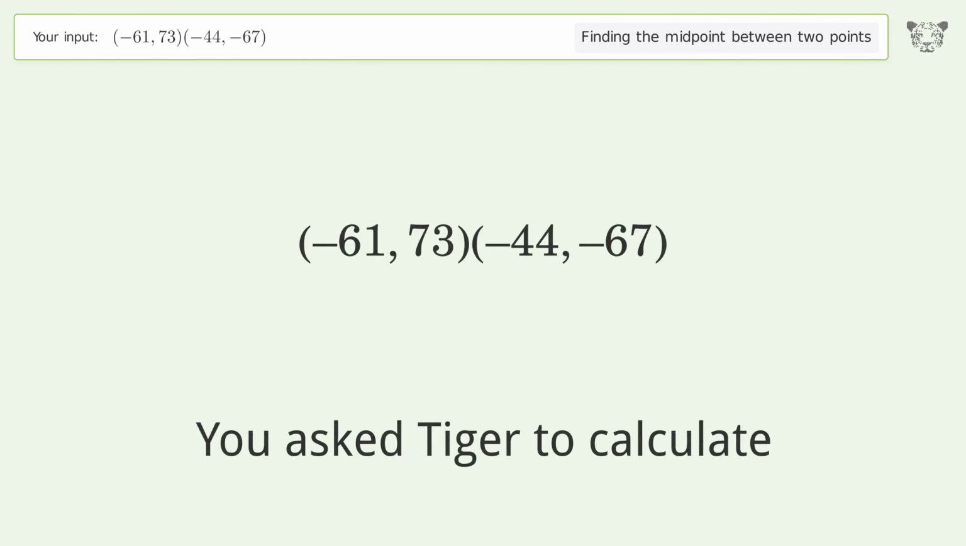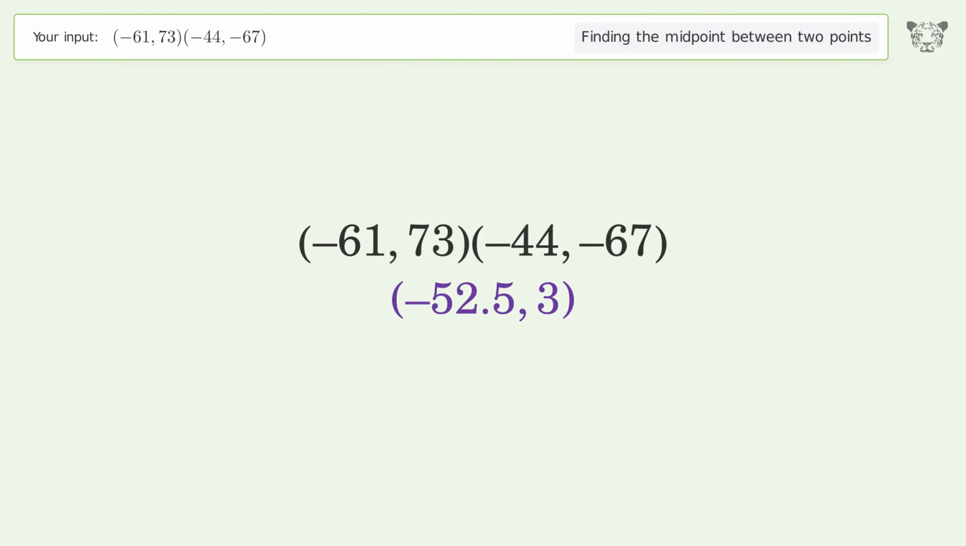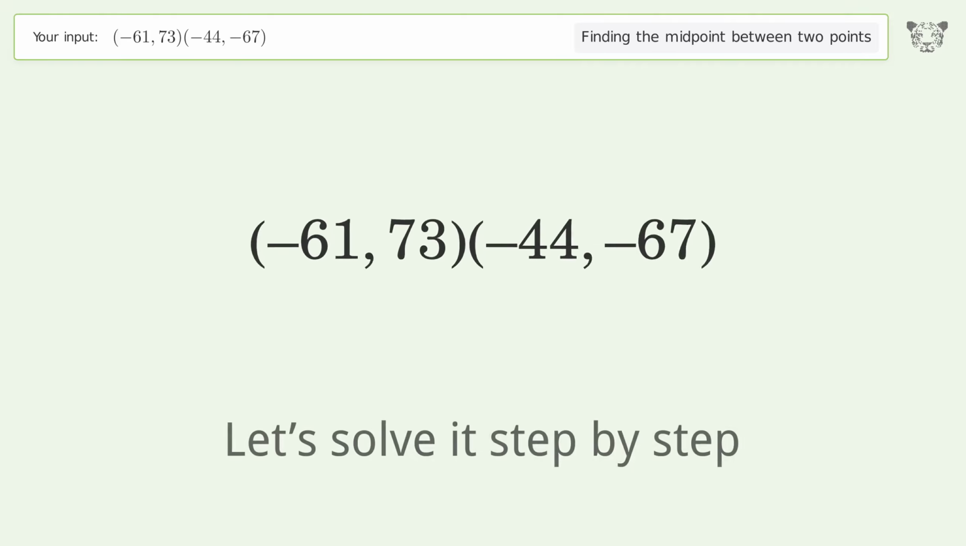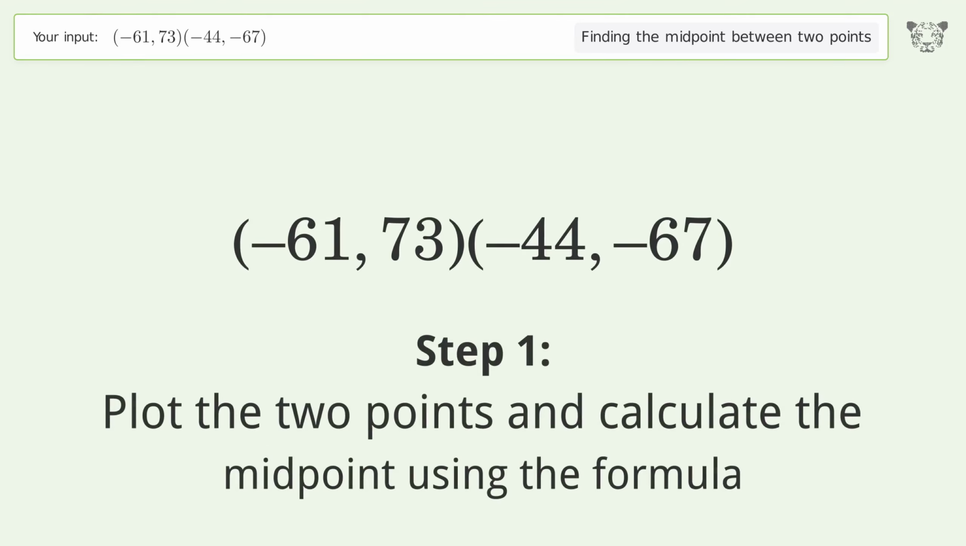You ask Tiger to calculate. This deals with finding the midpoint between 2 points. The midpoint between the 2 points is -52.53. Let's solve it step by step. Plot the 2 points and calculate the midpoint using the formula.